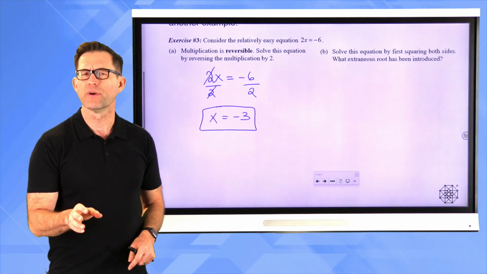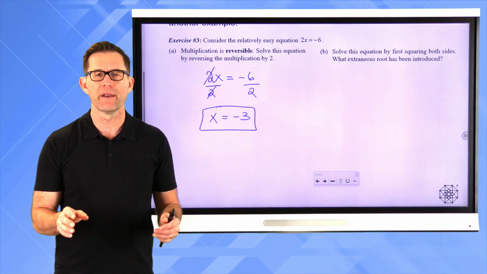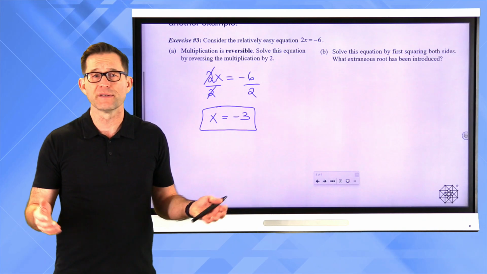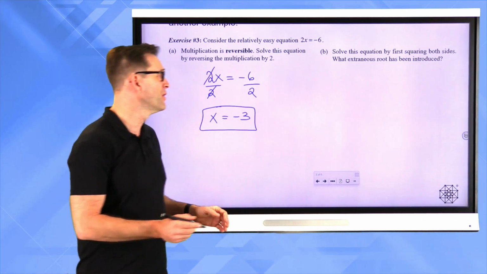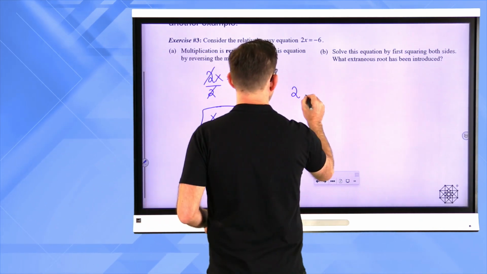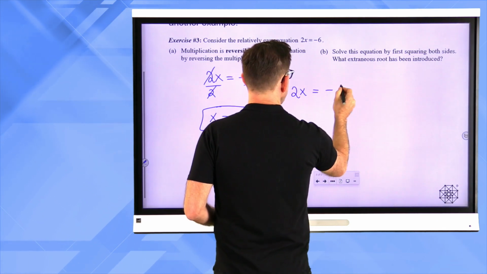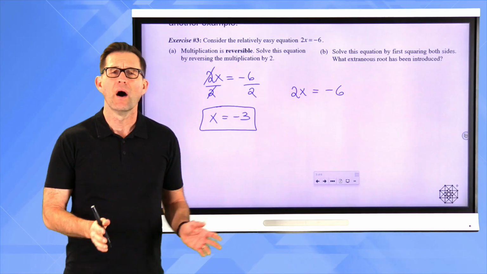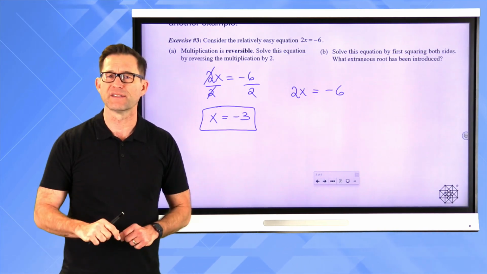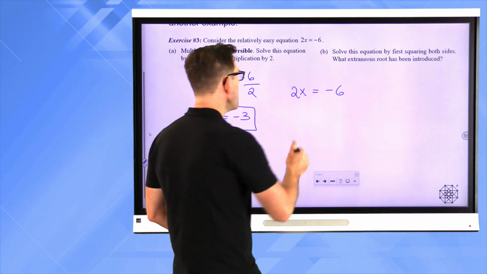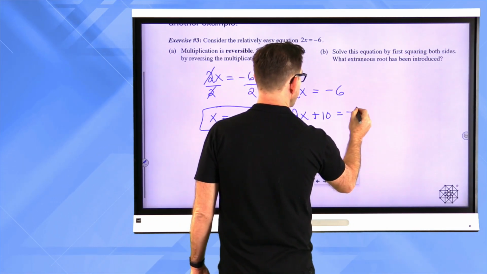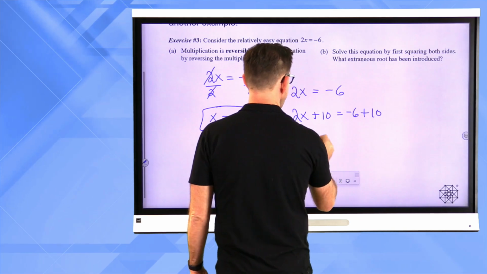But the bigger picture in algebra is that we've been taught, hey, I can do anything I want to an equation as long as I do the same thing. So for instance, before we even get into letter B, you could say, well, instead of dividing both sides by 2, I'm gonna meander my way to get x equals -3. Maybe what I'll do is take 2x and add 10 to both sides, right? Nothing says I can't do that.